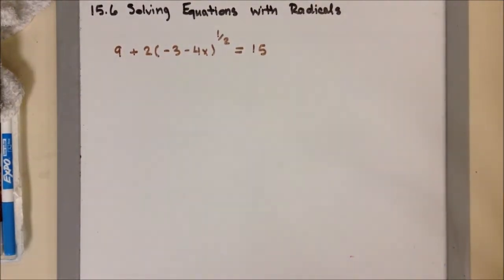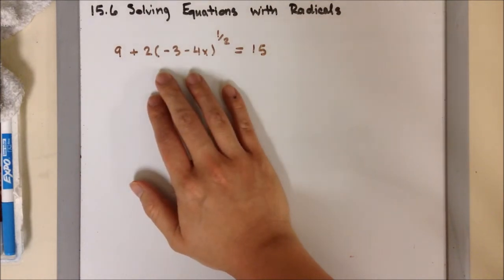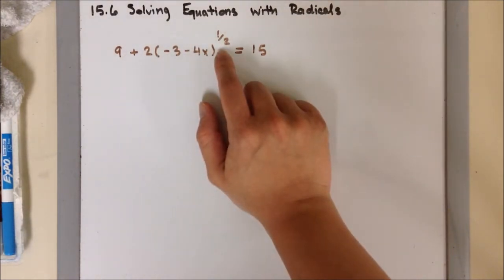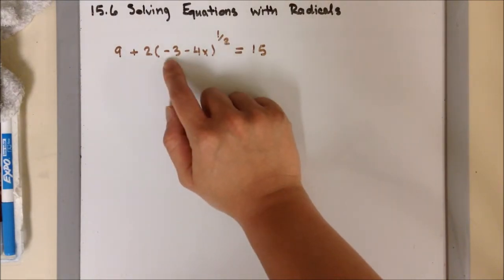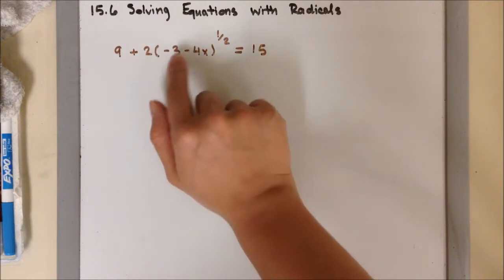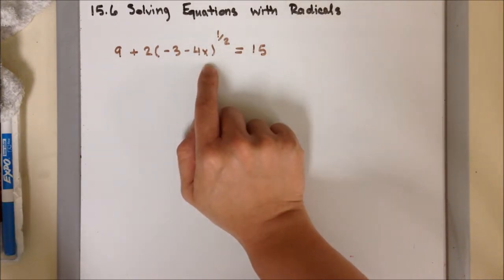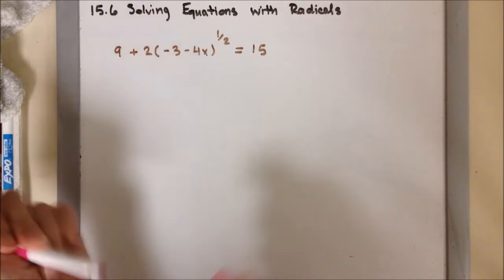In this next example, what's different compared to the last example is that this one doesn't have a radical right away. But if you look closely at this rational exponent, inside the parentheses it's negative 3 minus 4x. This whole thing is being raised to the power of 1/2.